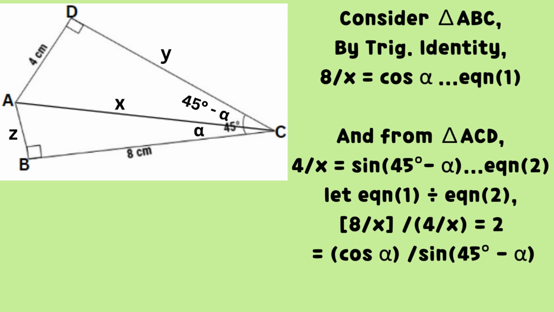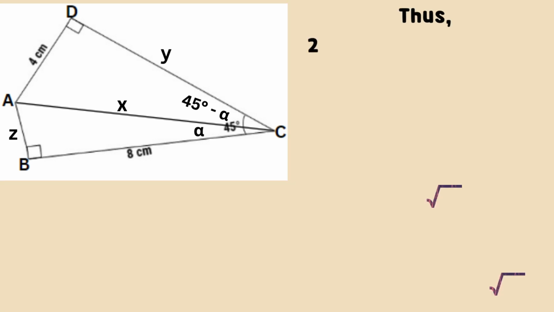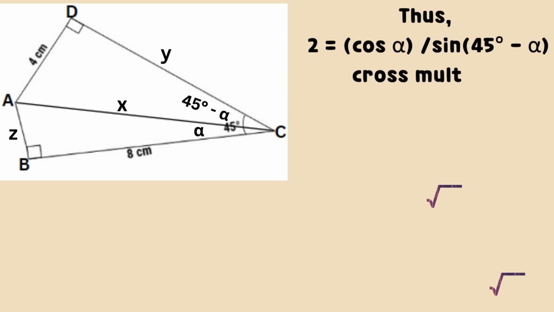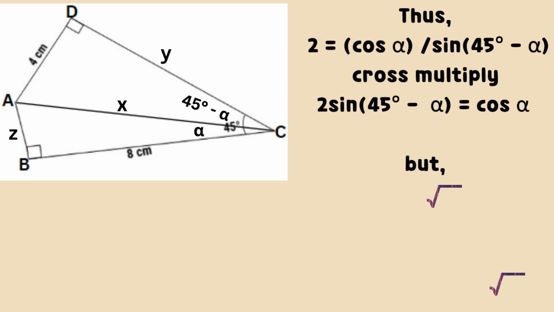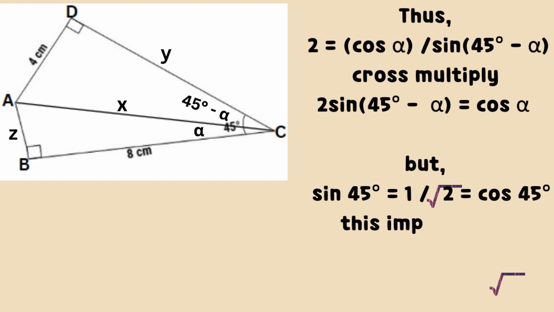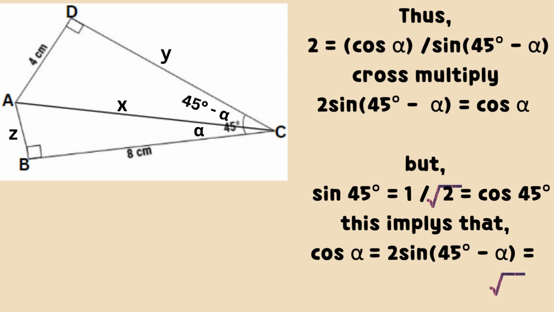equation 2. Let equation 1 be divided by equation 2. This simplifies to 2 equals cosine alpha divided by sine of 45 degrees minus alpha. Thus, cross multiply and simplify. But sine 45 degrees equals 1 divided by the square root of 2, which equals cosine 45 degrees. This implies that cosine alpha equals the product of 2 and the difference between cosine alpha and sine alpha, all divided by the square root of 2.